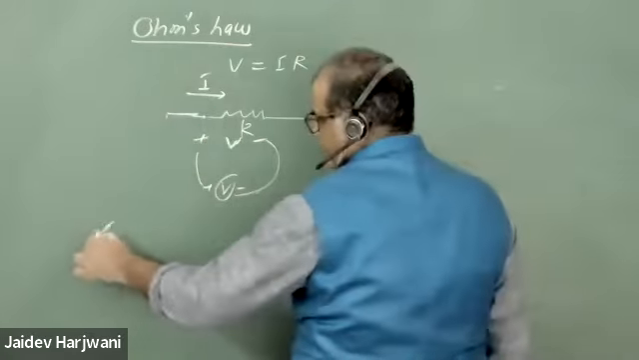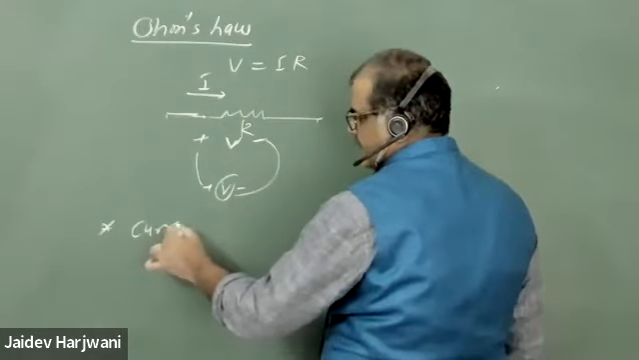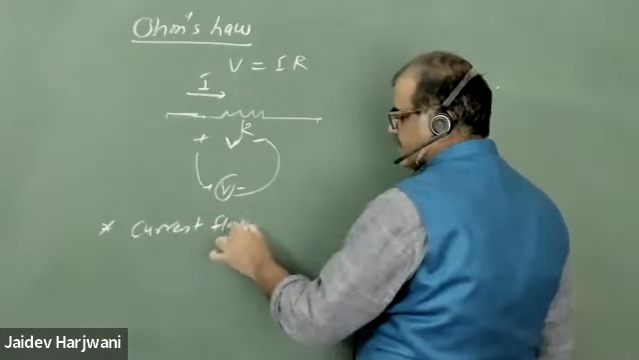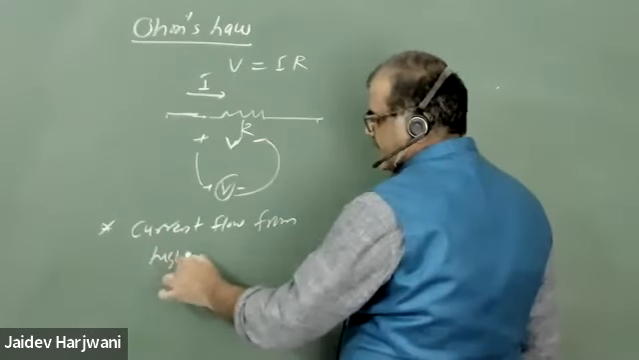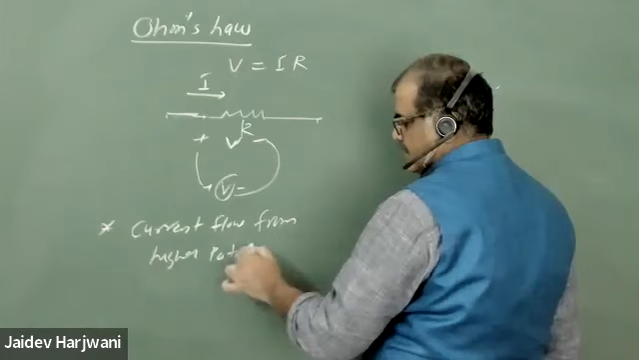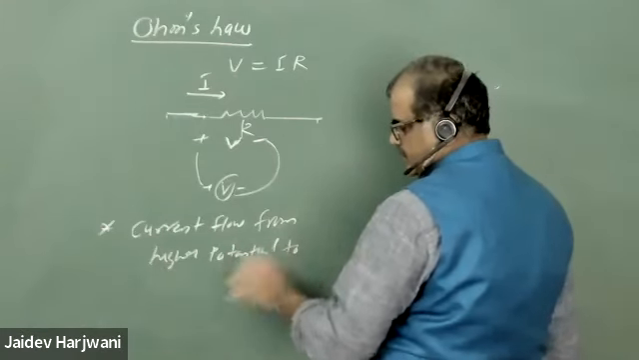So you can note this down. Current flows from higher potential to lower potential.